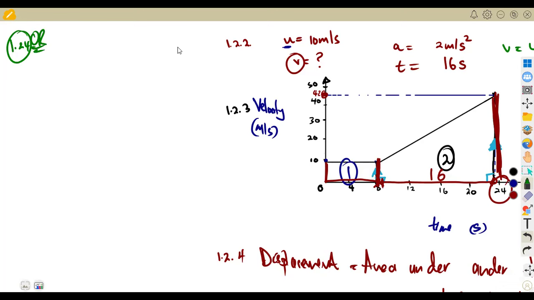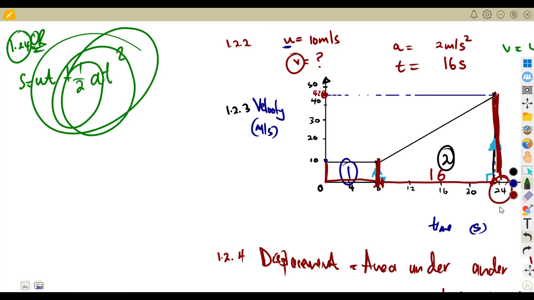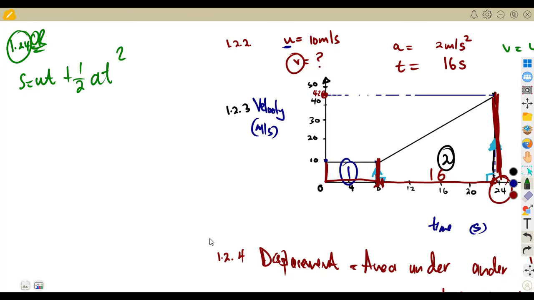Remember that displacement can be calculated from the formulas. We've got this formula: S is equal to ut plus half at squared. But it needs someone to understand it. You need to understand the formula. What does this formula mean? From this, we've got u the initial velocity, the time, the acceleration.